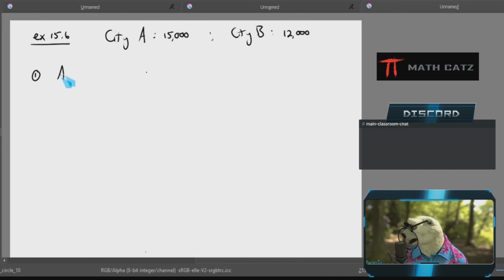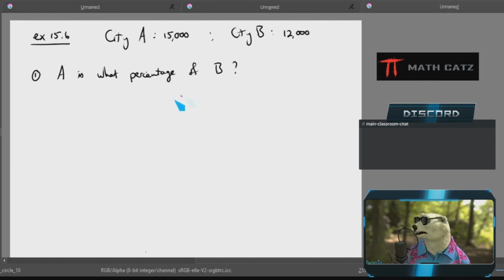So city A is what percentage of B? Now there isn't a new and an original. They have to tell me which one I want relative to which one. A is what percentage of B, so A relative to B. Here's my answer: A relative to B is 15,000 over 12,000, and I get the percentage value by multiplying by 100, of course.